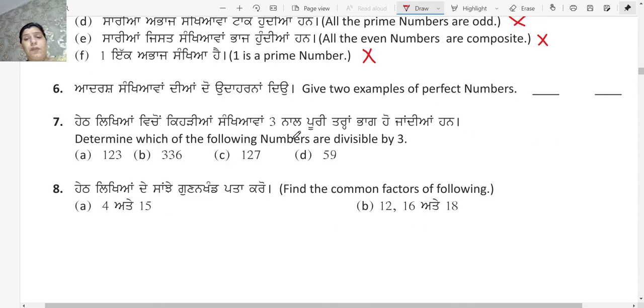Moving on to question number 6. 2 examples of perfect numbers. Students, what are perfect numbers? First of all, perfect numbers are the numbers the sum of whose factors is double the number. अब आपने क्या करना है? I'll give you one example of the perfect number and I'll show you how it is a perfect number. For example, 6 is the first perfect number.